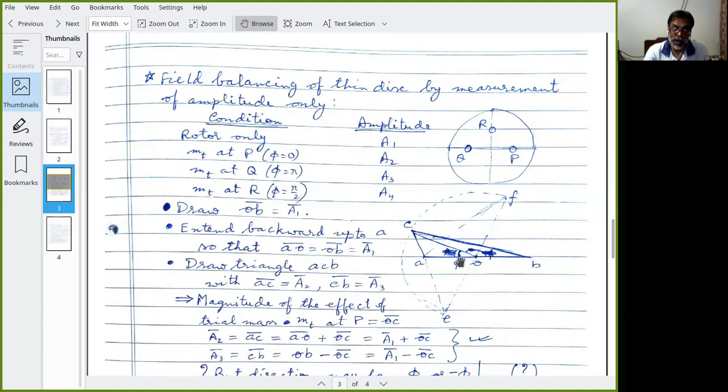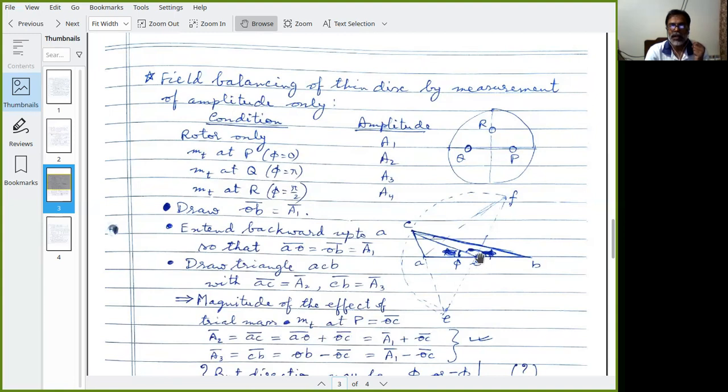A1 was the manifestation of the unbalance of the rotor only. Then OC must be the manifestation of the unbalance due to the trial mass at P. So together they should give you a vector addition, whichever way you look at it. So A2 is AC, which is AO plus OC, that is A1 plus OC. So OC is the effect of the trial mass.